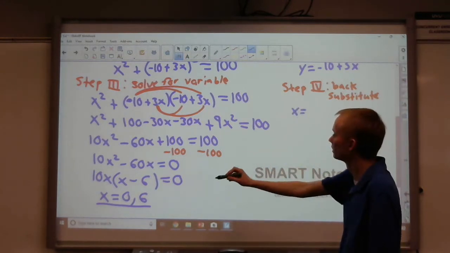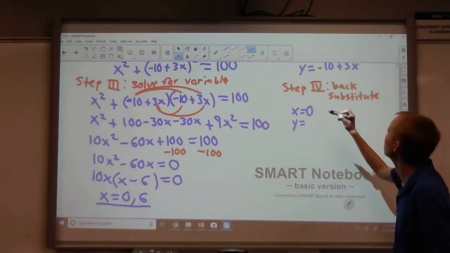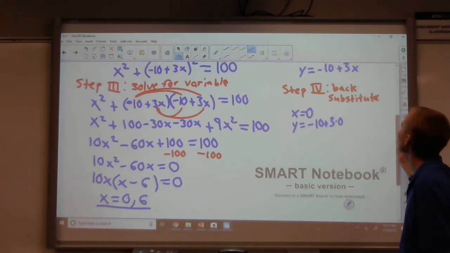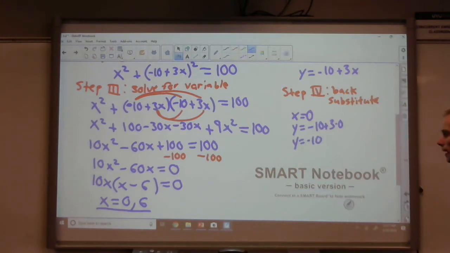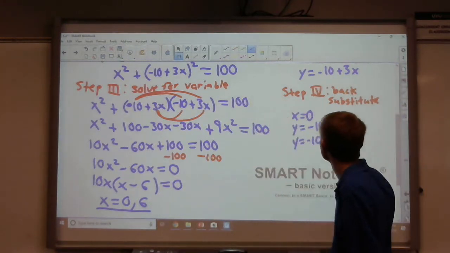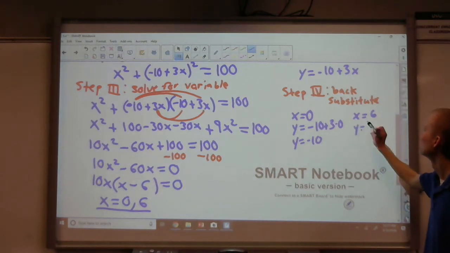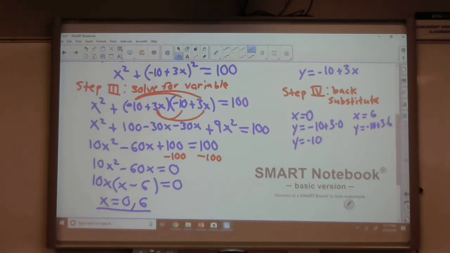So when x equals 0, what do I get? Y would equal negative 10 plus 3 times 0, right? Just plugging it in for x. So y would be negative 10. Okay? When I plug x equals 6 into this equation, I would get y is negative 10 plus 3 times 6. Okay? 3 times 6 is 18. So we get negative 10 plus 18, y would be 8.